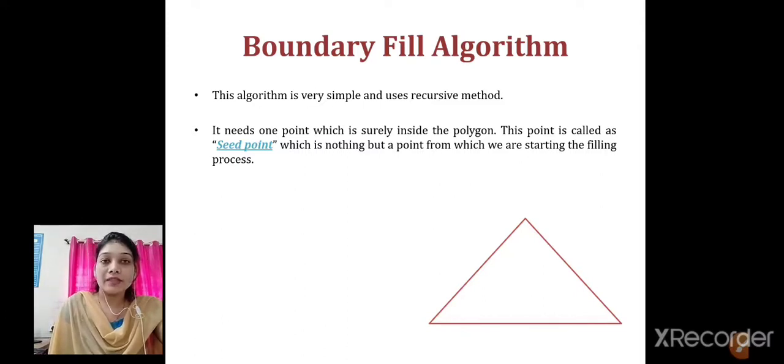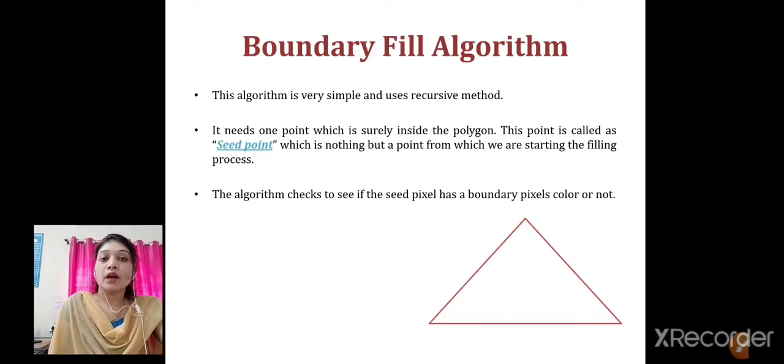So what will be the start of this? We start with one point which we assume is surely inside the polygon, and this point is called a seed pixel or seed point, which is nothing but the point from which we start the filling process of the polygon. So we assume one pixel, called the seed pixel. The algorithm checks whether that seed pixel has the boundary pixel color or not. So whenever I find my seed pixel, I will check whether that seed pixel has the color of the boundary or not.